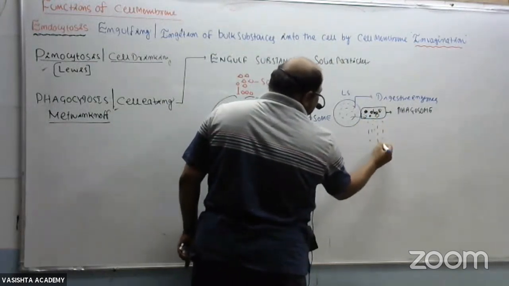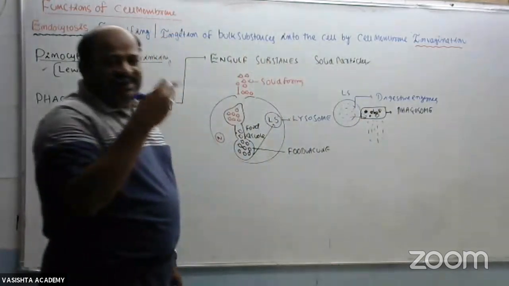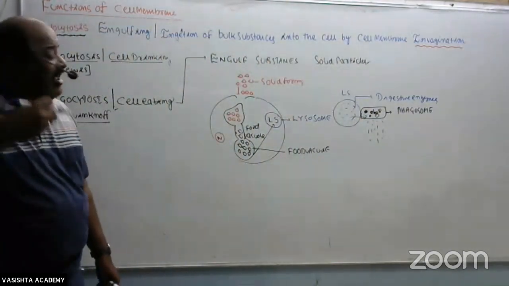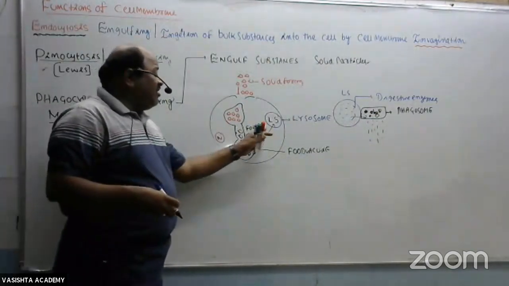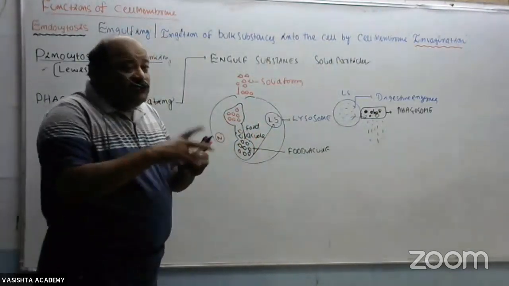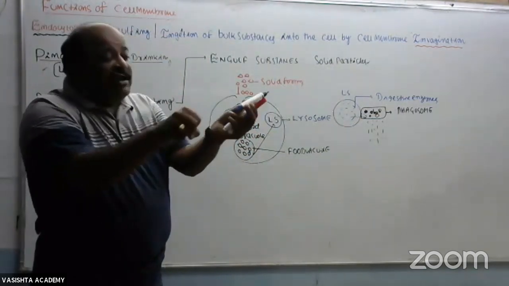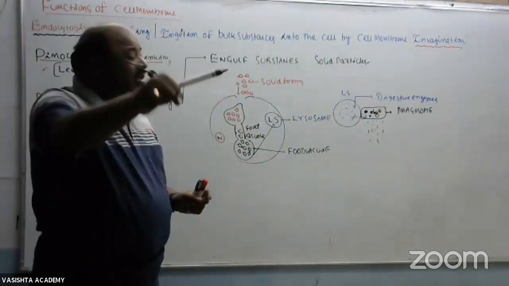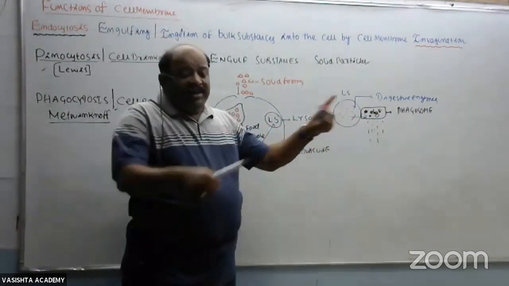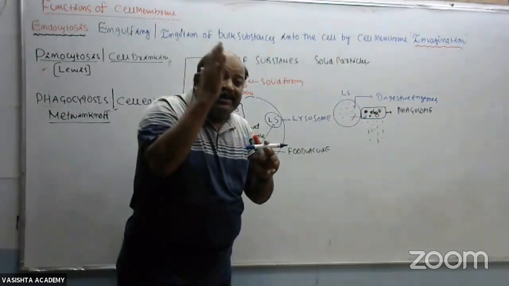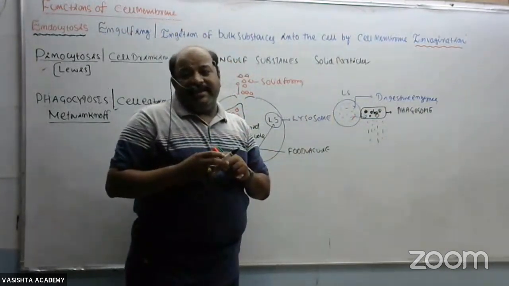For example, we are consuming food, solids as well as liquids. If the solid particles enter into the cell, they combine with the vacuoles and form a food vacuole. The food should be digested by the digestive enzymes. Now this is the food vacuole. It has to be combined with the lysosome. In the lysosome, digestive enzymes are present. They can digest that food material.